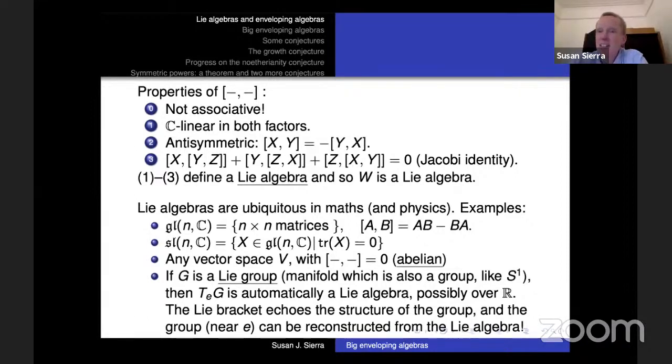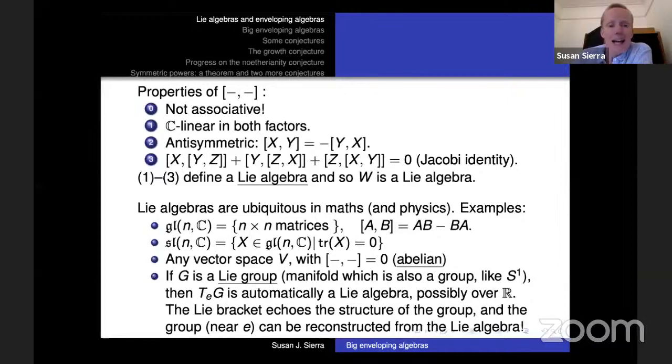If I take any vector space V and just define the bracket of any two elements to always be 0, then you can check this satisfies these properties 1 through 3 trivially. And so that's an example of a Lie algebra. It's called an abelian Lie algebra because if the bracket did come from a commutator, then AB would be equal to BA, and so the bracket of A and B would always be 0.